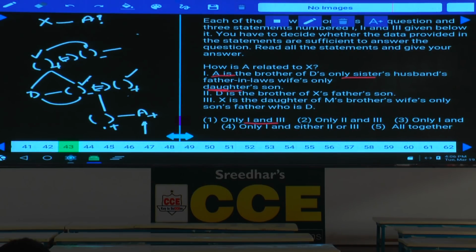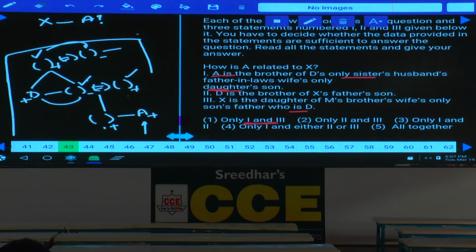Now sir, are we getting the answer or not? This is about condition number 2. In this condition number 2, there is no information about X at all, isn't it? Then by combining 3, because it is choice 1 and 3, X is the daughter of whom? M's brother's wife's only son's father. Father is D, clearly given. Now we can relate this X. Hence X can be in this family only. Hence we can determine the answer. Hence 1 and 3 is sufficient.